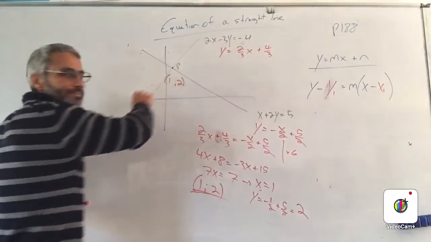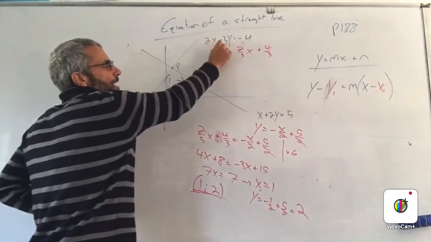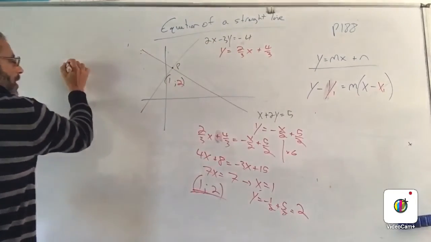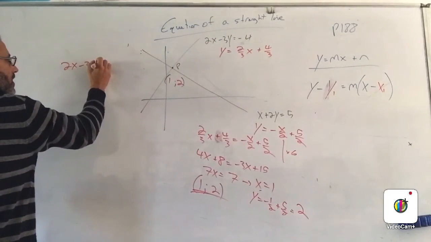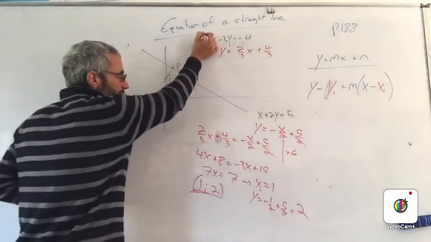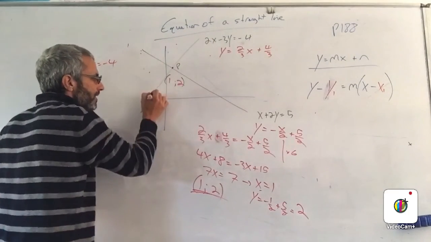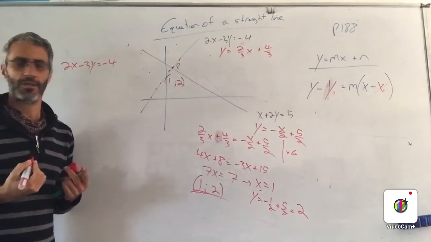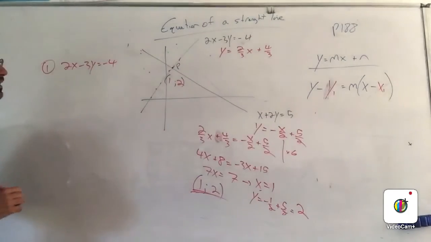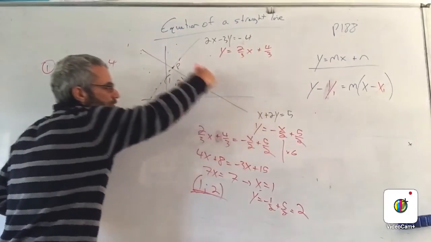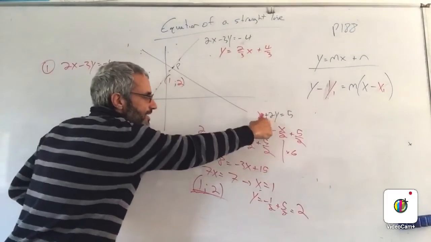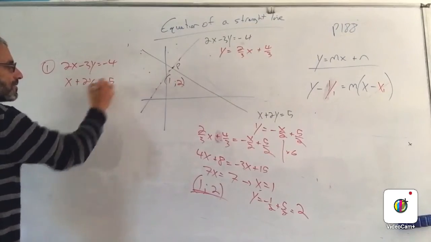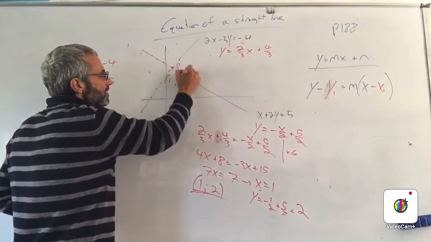Everywhere on this line, this equation is being obeyed. Everywhere on this line we have the equation 2x minus 3y equal minus 4. Not here, not there, but here. That's because that's the equation that defines this line. So that's the first one. Now, anywhere on this line, this equation is obeyed: x plus 2y equal 5. Anywhere on this line.